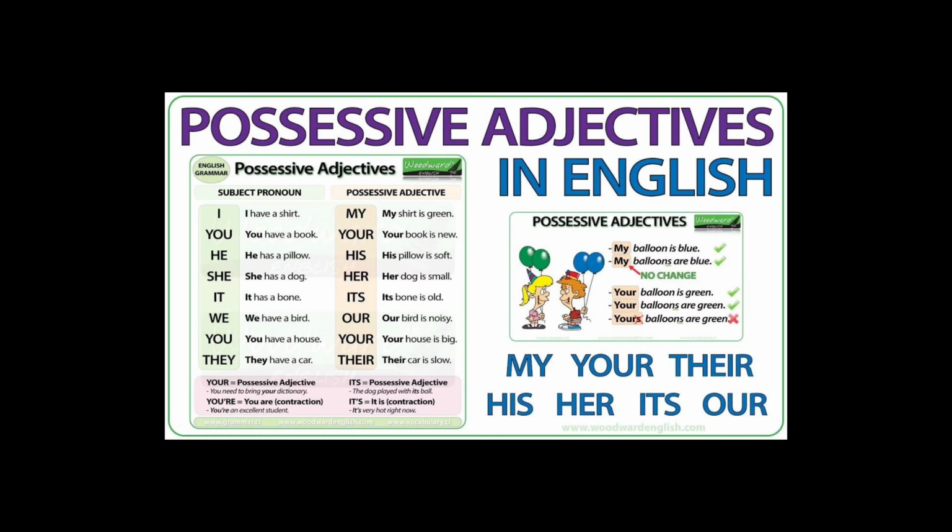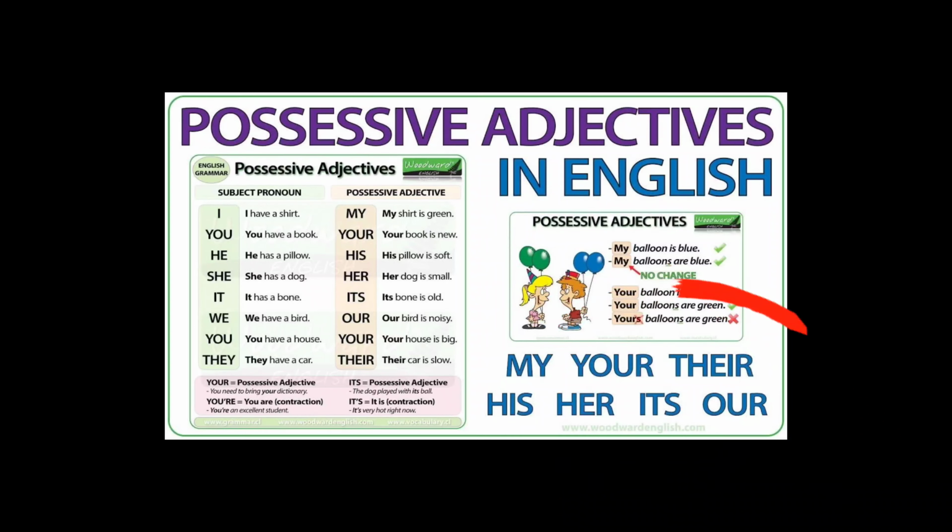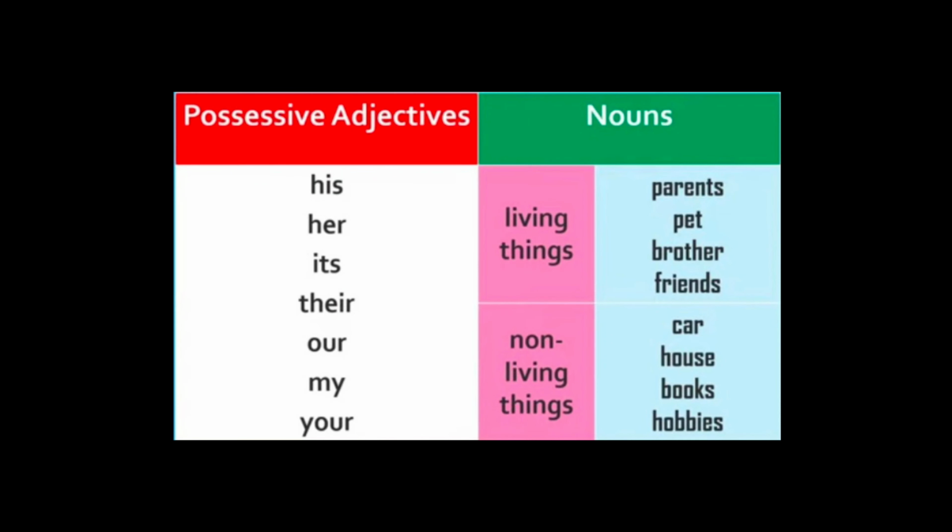So now let's talk about possessive adjectives. Possessive adjectives are my, your, their, his, her, its, our. So when do we use possessive adjectives? Where do we put it? So if you look at this table, you realize that possessive adjectives are always used before the nouns. Note that the nouns are divided into two categories, which are living things and non-living things.